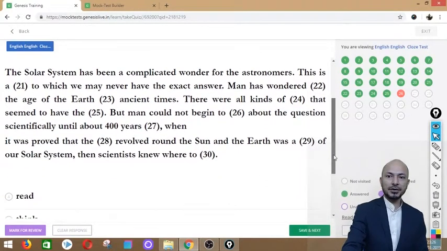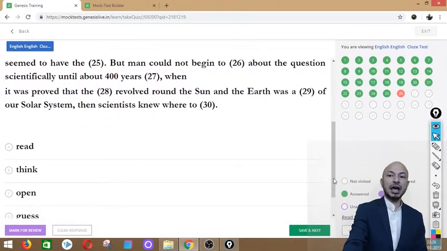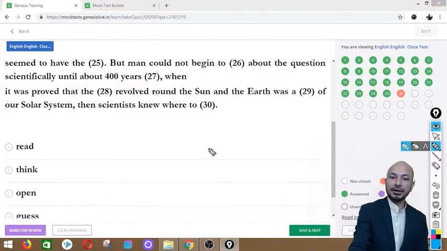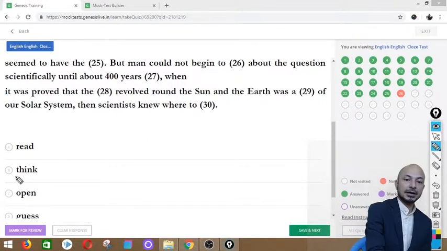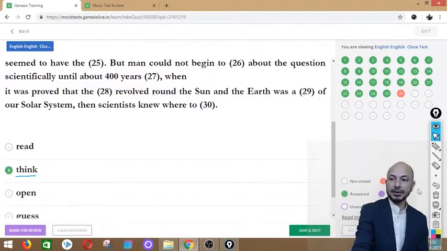So on to question number 26 in the same passage, and let's scroll down to the passage where we left off. But man could not begin to dash about the question scientifically. So is it read, think, open, or guess? And the correct answer is option B, which says man could not begin to think about the question scientifically until about 400 years. So we go and click option B and say next.